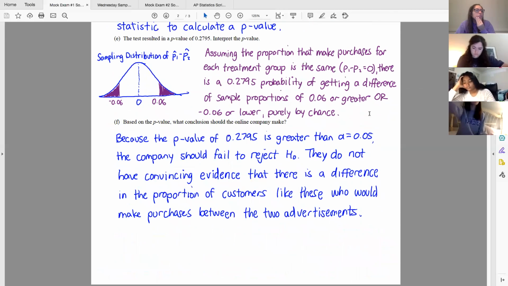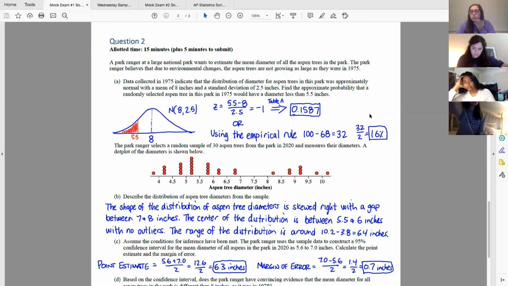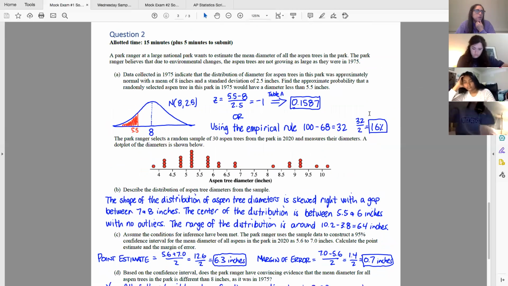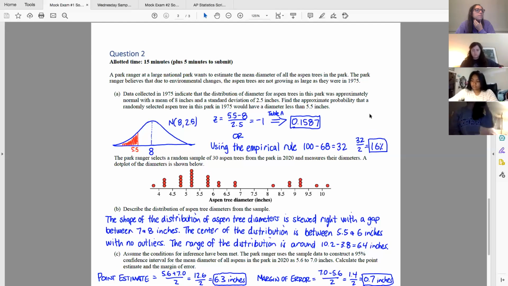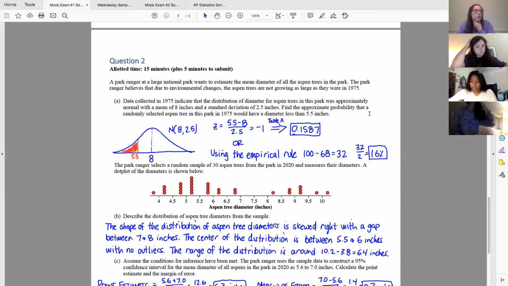Okay, so question 2. Remember, one is about proportions, one's about means. One's going to be 2 sample, one's going to be 1 sample. So this is a 1 sample means question. Part A was asking you to find the z-score. I think you also could have done a normal CDF with this as well.